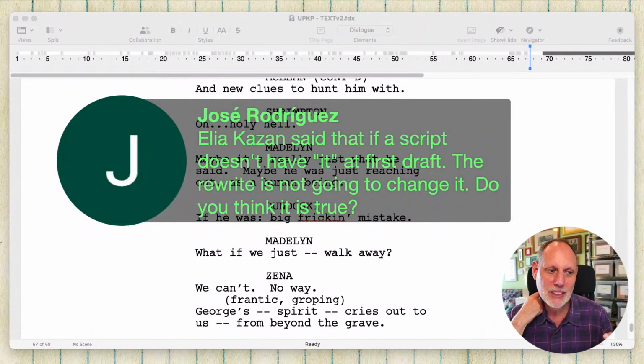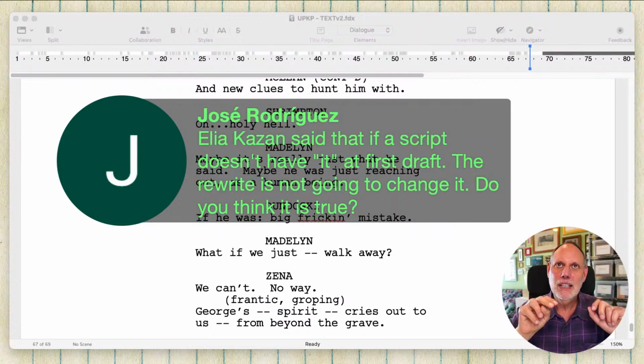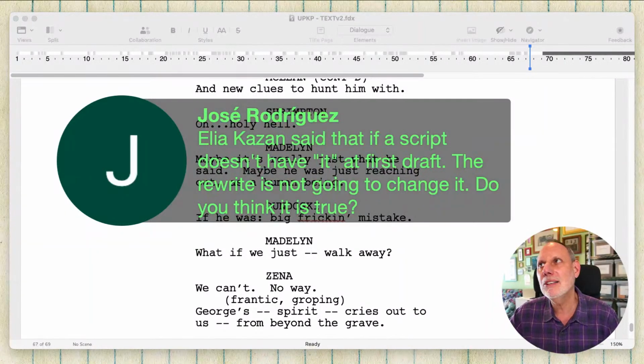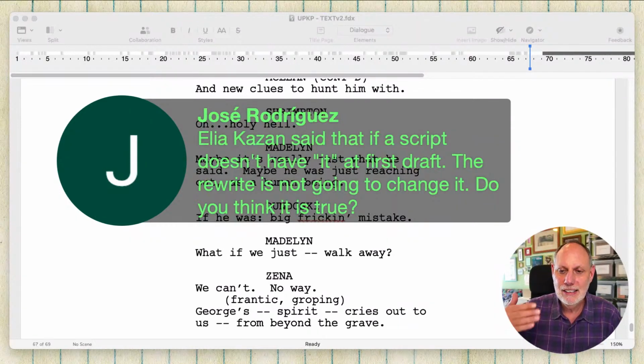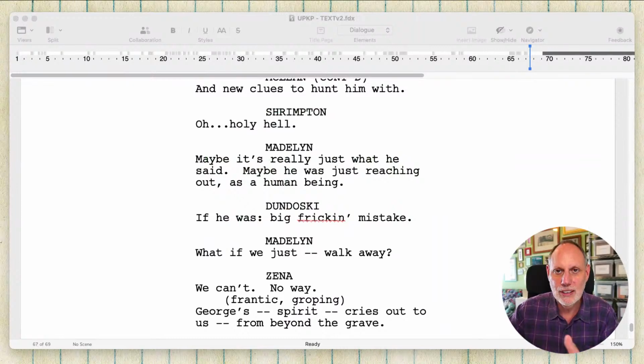Unless what he's talking about doesn't have it, meaning some exciting central feeling and thought. Yeah, that's possibly true. But really, I think the basic thing that Kazan was talking about is the first draft that everyone shares, the first draft that the writer shows to the director and the actor. That's not the first draft.